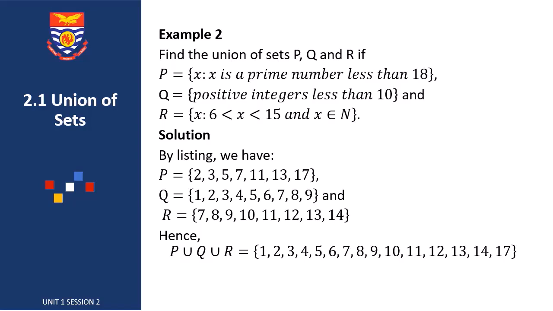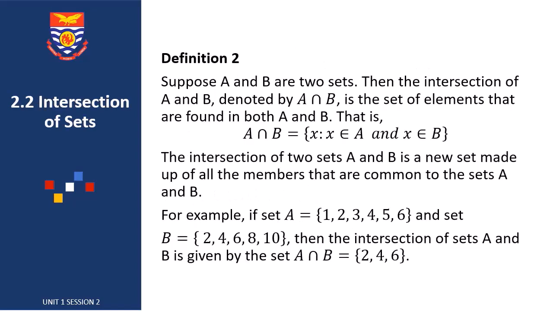Over here too, you can get your own sets and find the union of same. To continue with the definitions, we are moving now to intersection of sets. Suppose A and B are two sets. Then the intersection of A and B, denoted by A intersection B, is a set of elements that are found in both A and B.